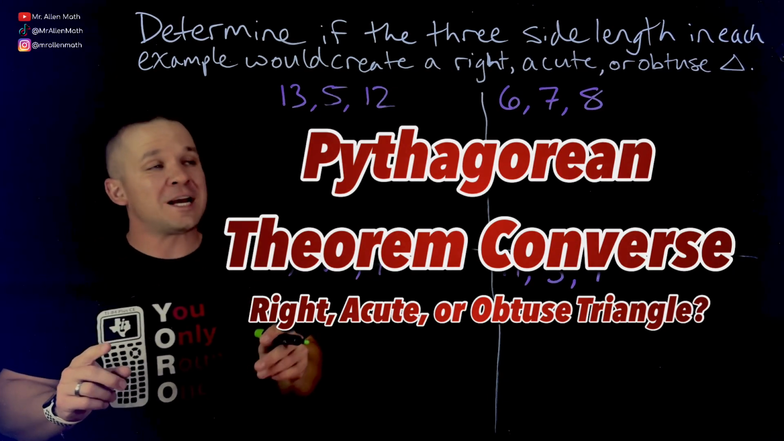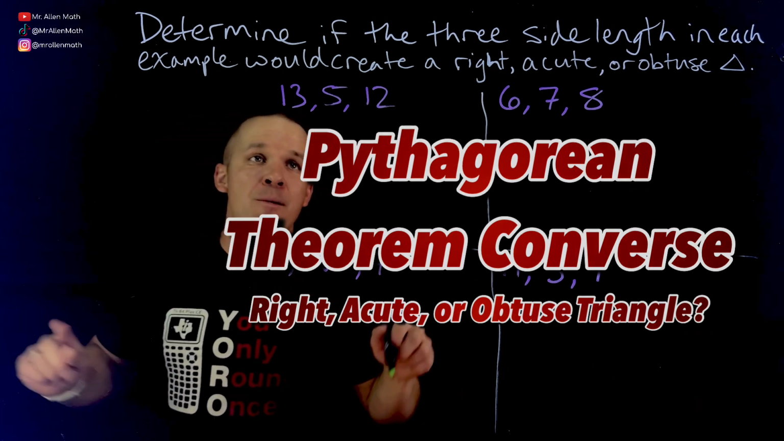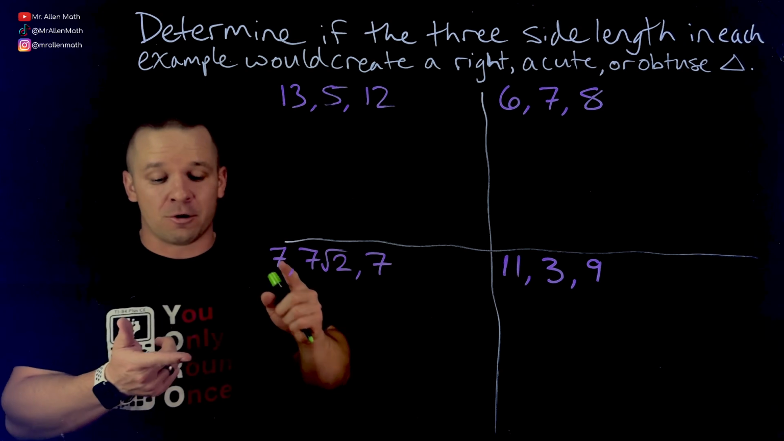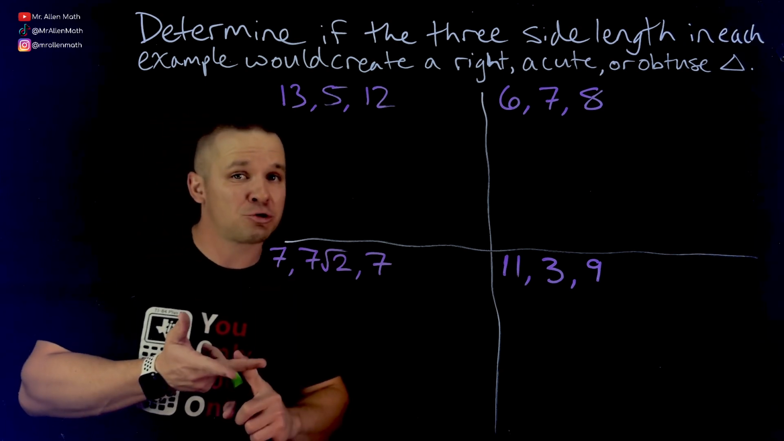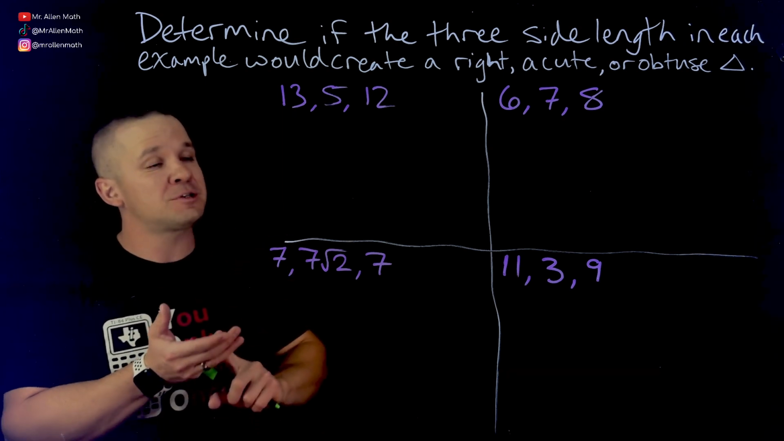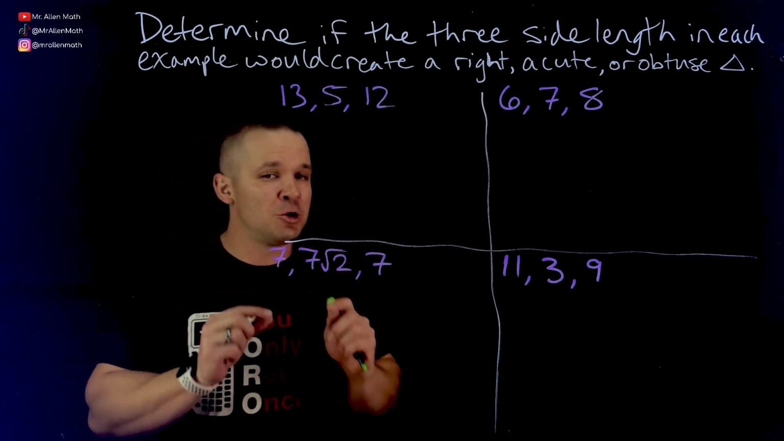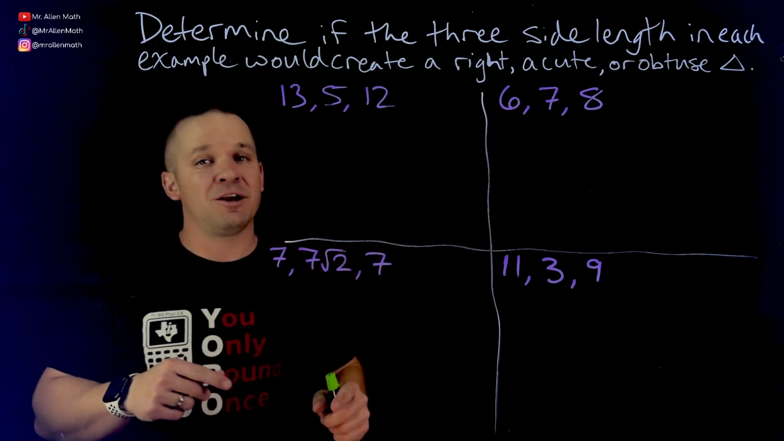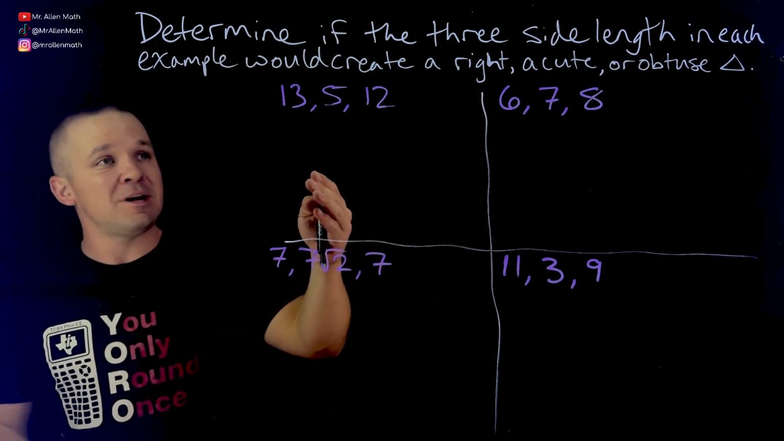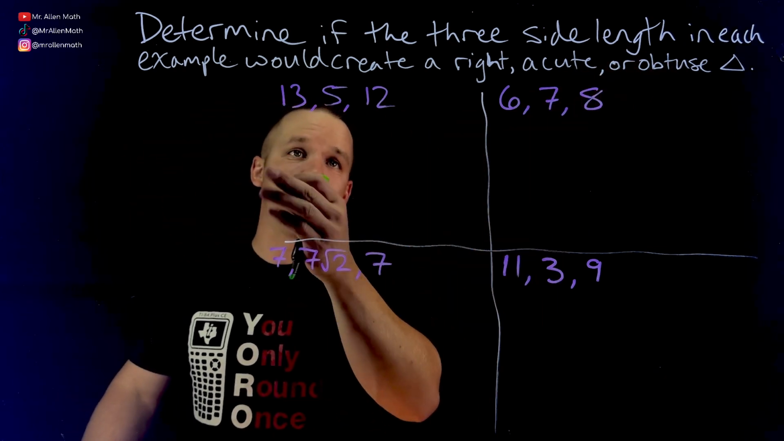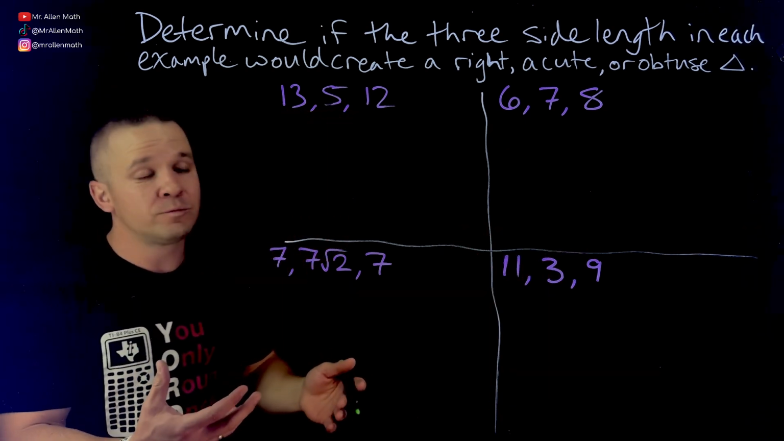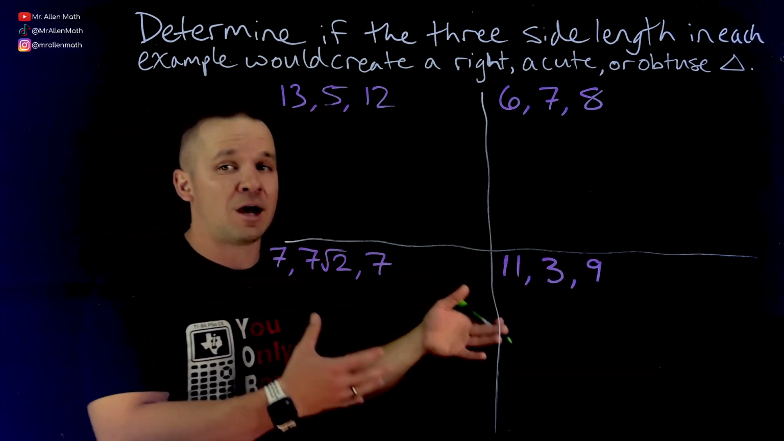That's right, we're taking the greatest theorem of all time, putting a little spin on it, and we're going to use it to figure out if triangles are either a right triangle, an acute triangle, or an obtuse triangle. This is actually super applicable in real life. I got some other videos I will show you guys. Maybe I'll link them in here so you can check it out. So we're going to determine if the three side lengths in each example would create a right, acute, or obtuse triangle. And we'll need to justify it with our wonderful Pythagorean Converse.